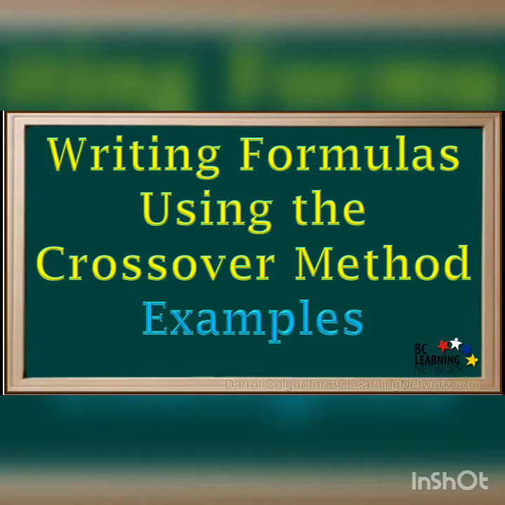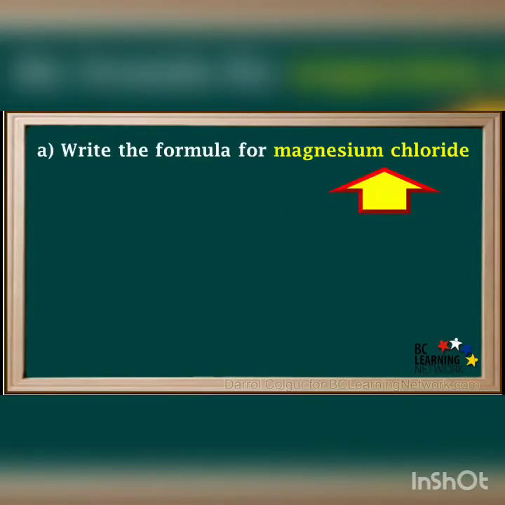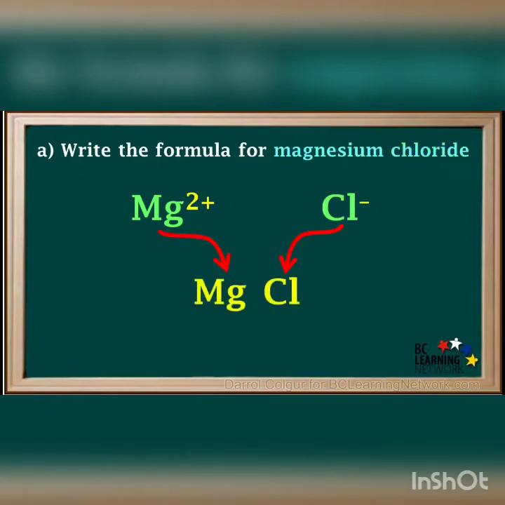The crossover method is a shortcut way of writing formulas for ionic compounds if you know the charges on the ions in the compound. We'll go over a few examples. In example A, we're asked to write the formula for magnesium chloride. Looking at magnesium on the ion table or periodic table, we see it's Mg with a charge of 2+, and chloride is Cl with a charge of -, or -1.